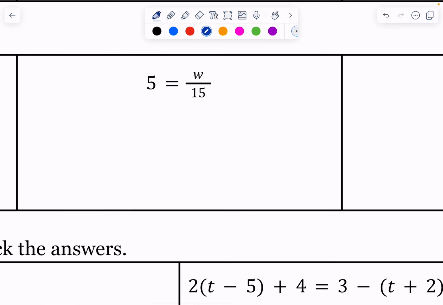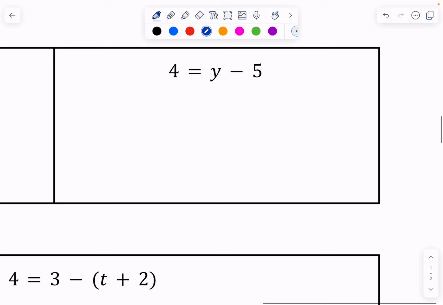Now in the middle one, we're going to multiply by 15. We maintain equality because we multiplied by 15 on both sides. And we're left with W on the right side. And then on the left side, 15 times 5 is 75. We use the multiplication property of equality.